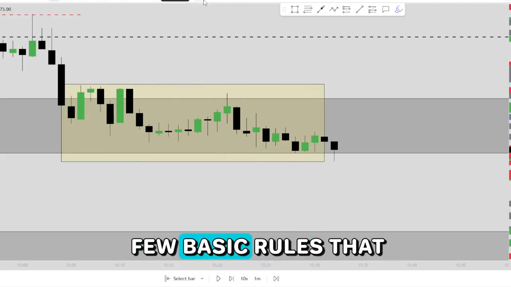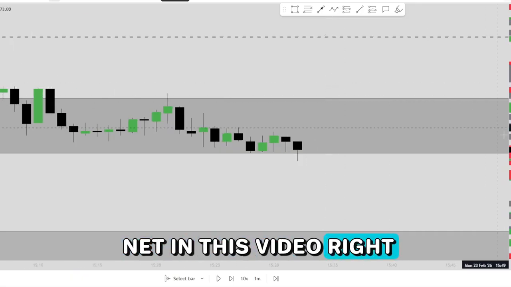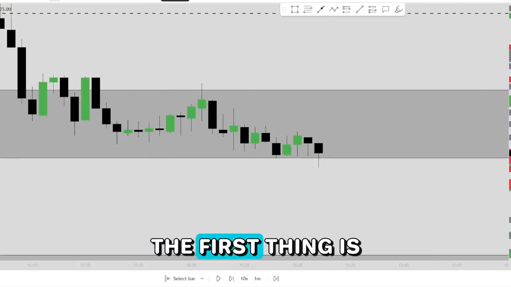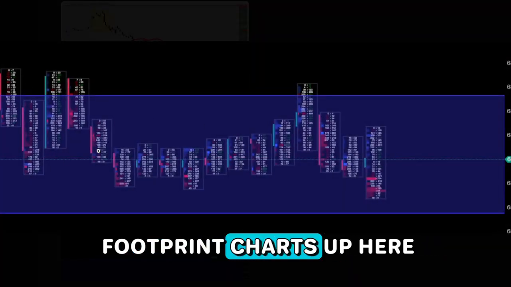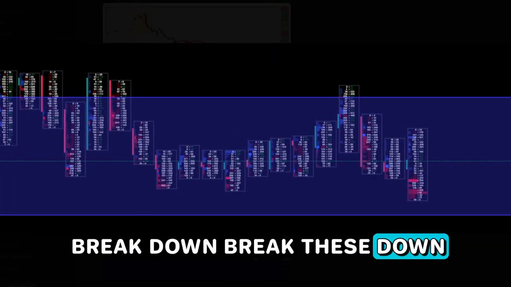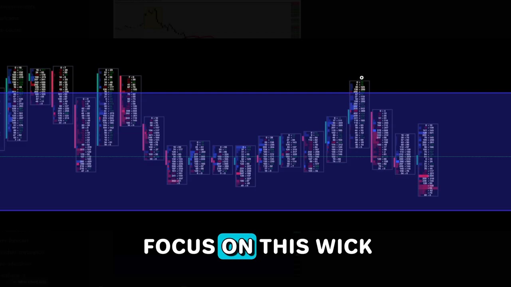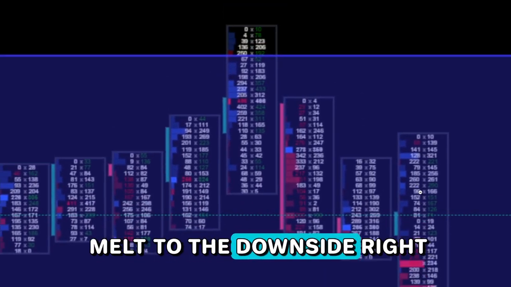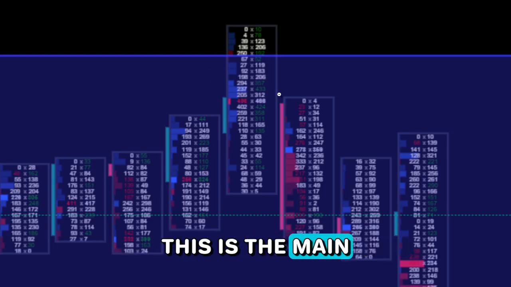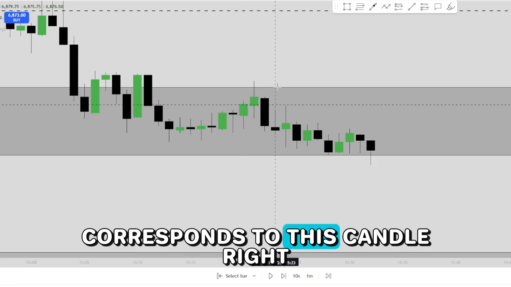So I have a few basic rules that I'm going to break down in this video. Now, the first thing is you want to be using footprint charts at this area. I've got my footprint charts up here, and I'm just going to break these down. So these are what my footprint charts look like. When we look into basic price action, I'm going to focus on this wick over here, this price action as we start to melt to the downside. This is the main candle I want you to focus on. And this candle corresponds to this candle.